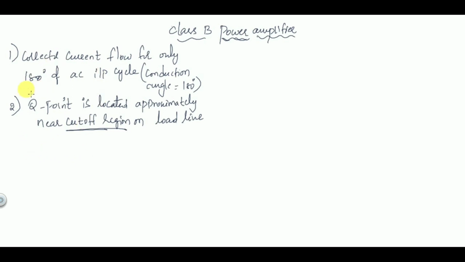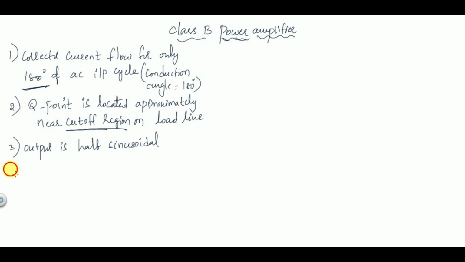Okay, so since the conduction angle is 180 degrees only, the output is half sinusoidal. Since it is near to cutoff region, only negative half cycle exists and positive half cycle is clipped off, because the conduction angle is 180 degrees. In the case of class A, conduction angle is 360 degrees and hence the output is complete sinusoidal wave. Okay, but here it is half sinusoidal.